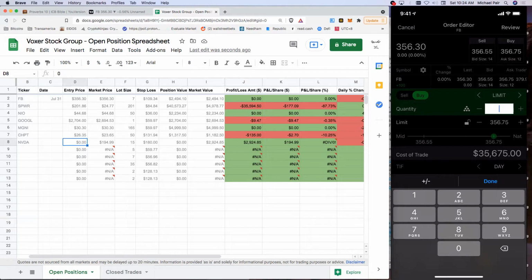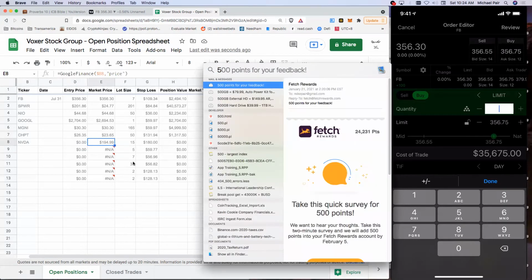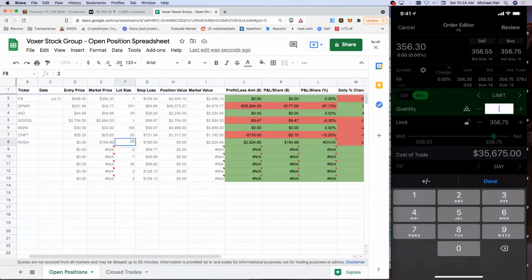Then NVIDIA is the chip stocks. They make graphic cards and all of that. How many do you want to use, Vanessa? I want to buy 20 shares. 20? All right. Thank you.